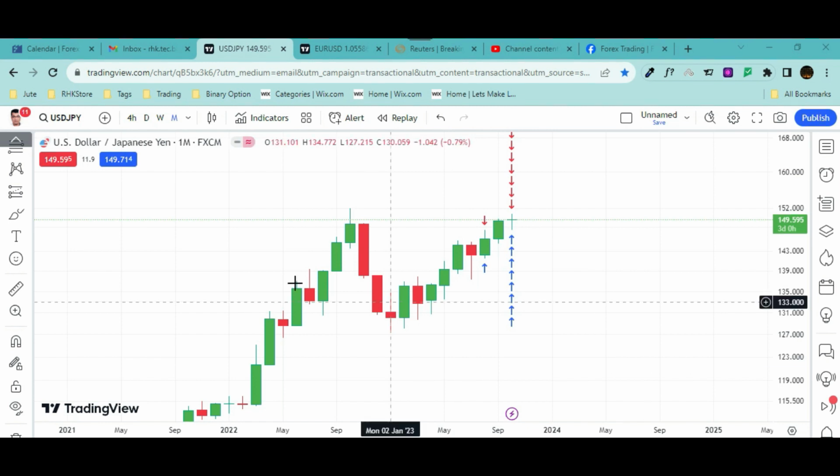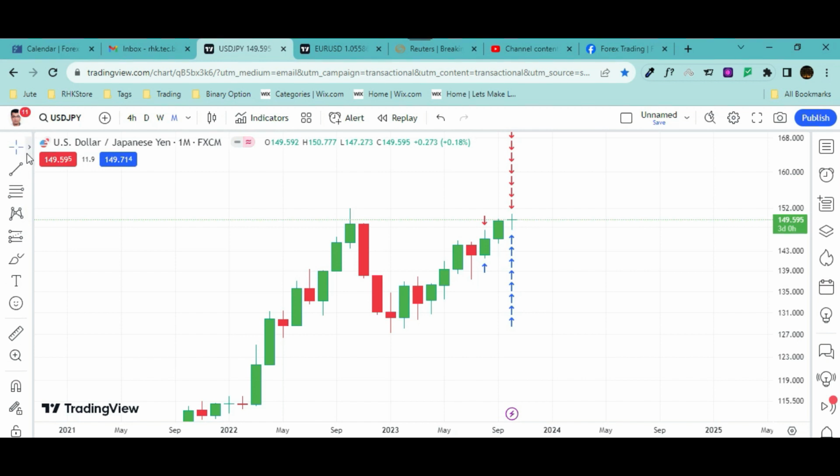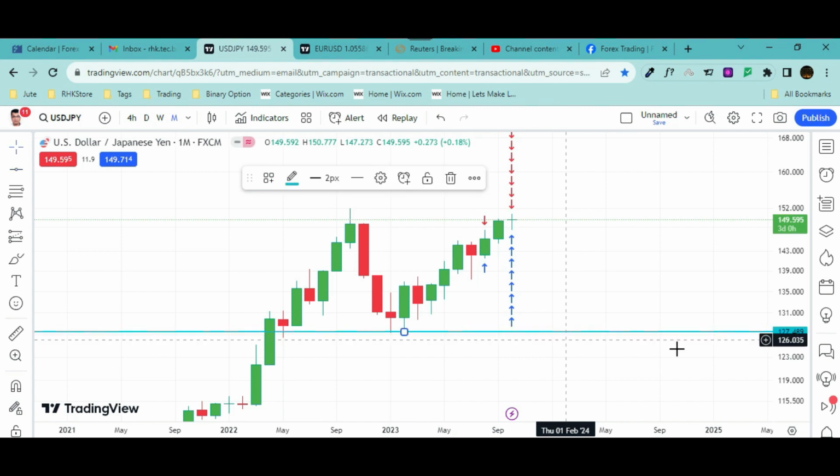If we look at the chart in monthly, we can see very clearly that the USDJPY has increased substantially from this area of 27.48.